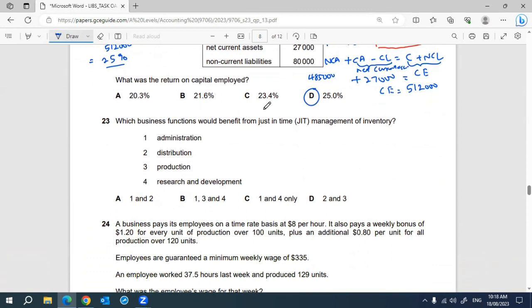Which business functions would benefit from just-in-time management of inventory? Number one would not be an option because it's on the office side. It's got nothing to do with the handling of inventory. Number two, yes. Number three, yes. And number four does not have anything to do with just-in-time inventory. So just-in-time inventory is all about how we manage our inventory during the production and during the distribution phase. So therefore, the correct answer is D.